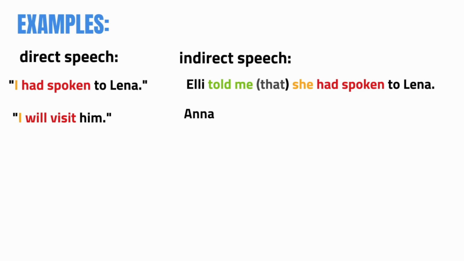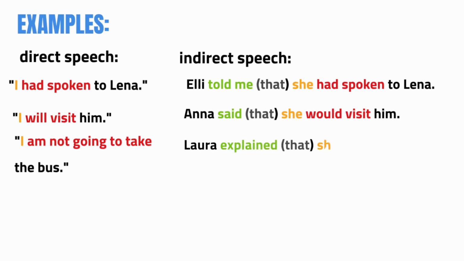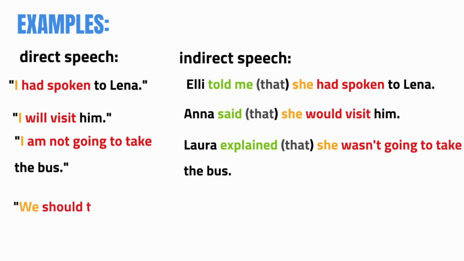Now, I will visit him. Anna said, Anna mentioned, Anna told me, and I told her that she will visit, turns into would visit him. I am not going to take the bus. That turns into Laura explained, Laura told me, Laura mentioned, whatever you want to use as introductory verb, that she wasn't going to take the bus. I am not turns into wasn't going.